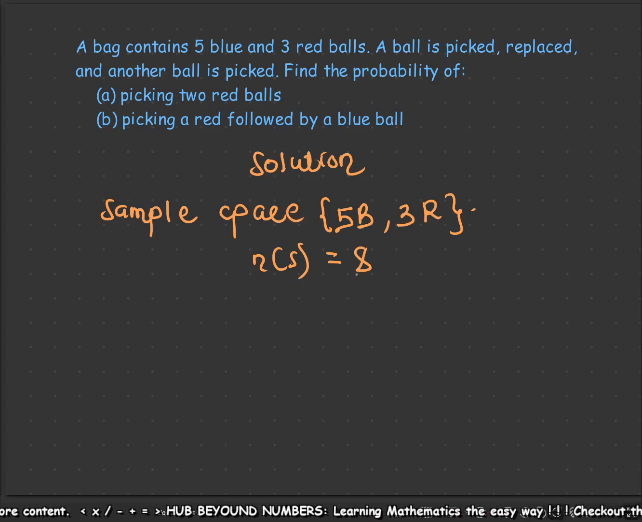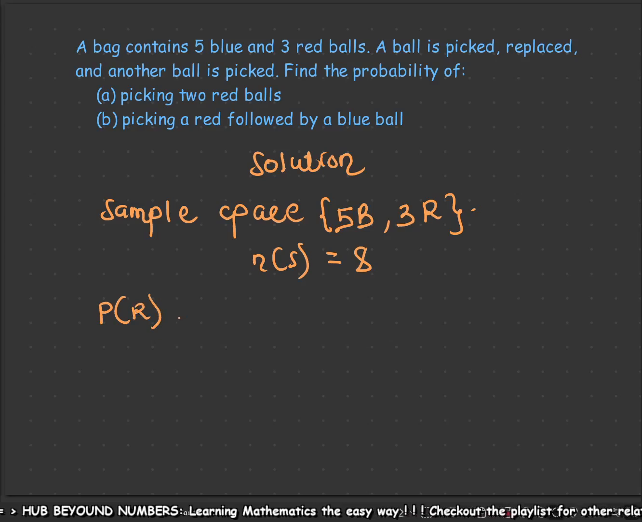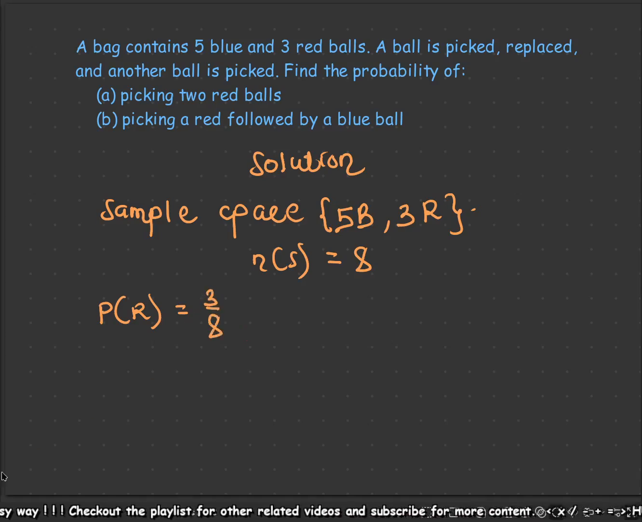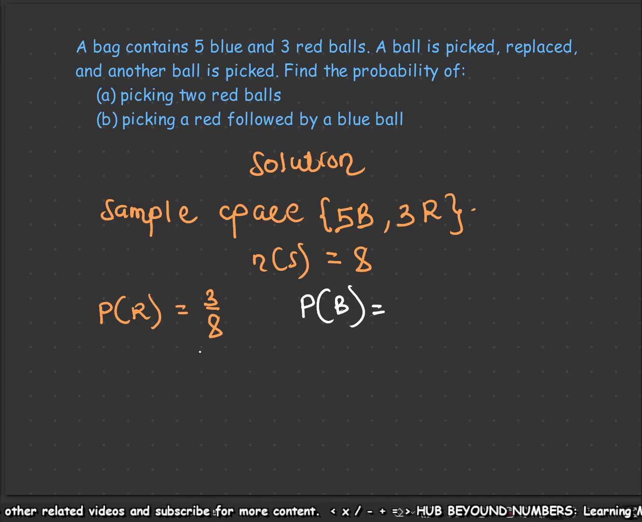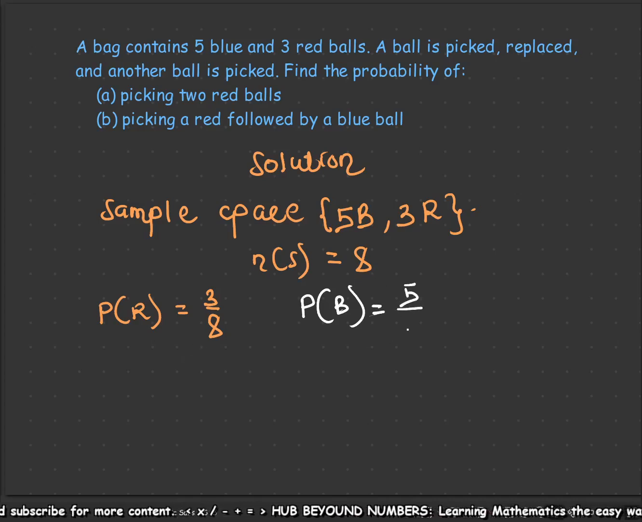Now, if we have 8 balls, then the probability of picking a red ball is going to be what? 3 over what? 8. That is the number of red balls over the total number of balls. So 3 over 8. And in the same way, we can say that the probability of picking a blue ball is also going to be what? How many blue balls do we have? A 5. So 5 over what? 8. You see? Then we now come to the question.